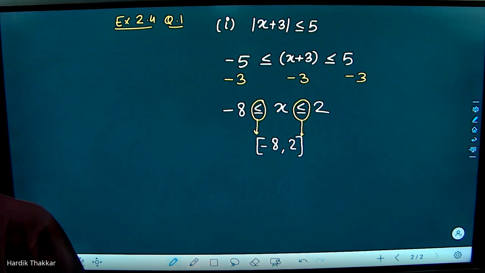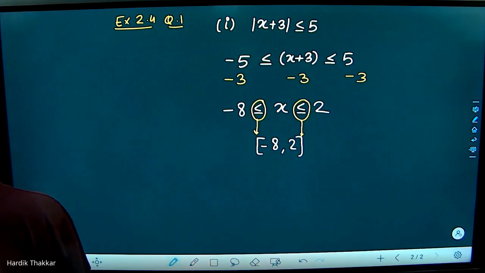Now in a similar manner, try to solve the second, third and fourth part. For this first one, we got -4 and -1. For which one? This first part only done. Yes, sir, I saw the different one. Okay.